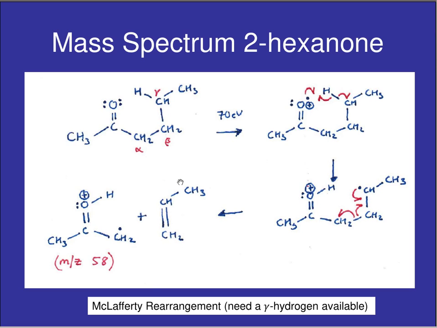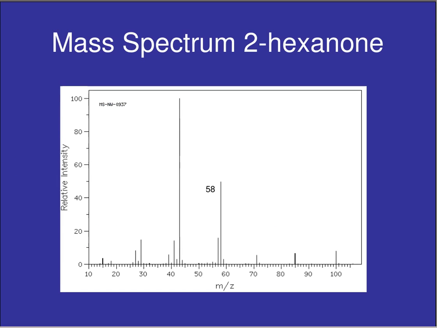This is propene over here. It has no charge and no radical, so it will not appear in the mass spectrum, but it contributes to what we see because of its stability. However, we have another fragment that has a positive charge, and we can calculate its mass as being 58. Its charge is 1, so 58 over 1 is m/z 58, and that nicely explains the peak at 58 in the mass spectrum of 2-hexanone.